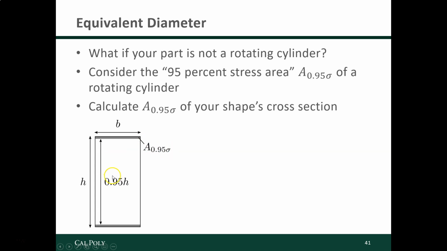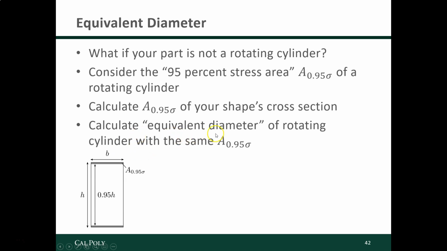What we're going to do then, let's say that this is our actual case. We're going to say, what would the size of a rotating cylinder be with the same 95% stress area? Because we can expect that our endurance limit is kind of proportional to that area where there could be these cracks that could develop, right? We're going to calculate the equivalent diameter of a rotating cylinder that has the same 95% stress area.